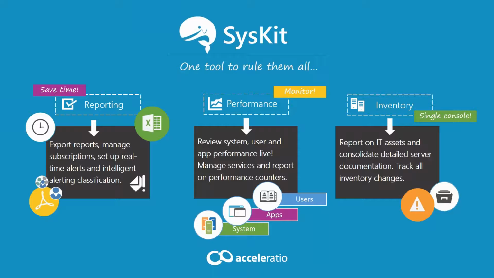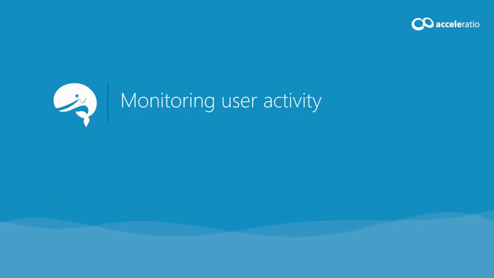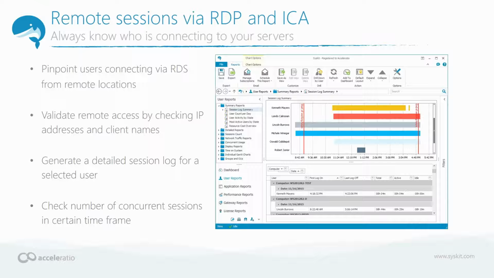Now, one of the most important SysKit features is server performance monitoring, and it enables you to track all existing performance counters, and I really mean all existing performance counters, in real time and historically. I would also pinpoint the server inventory feature, which enables you to generate server documentation and track all system inventory changes. Now, let's get to our main topic, user activity monitoring.